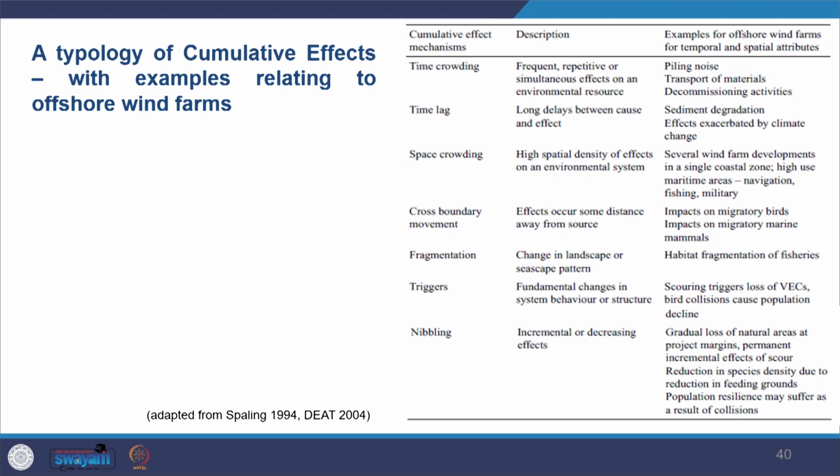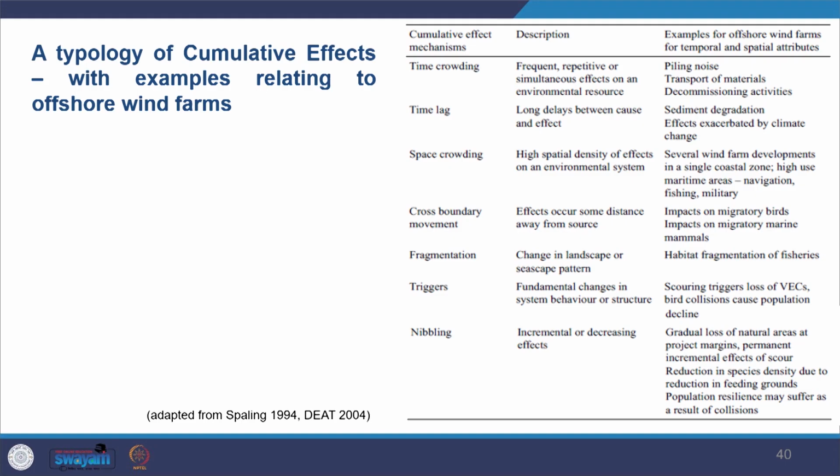Then the nibbling. Nibbling is about incremental or decreasing effects. So gradual loss of natural areas at project margins, permanent increments, effects of scar, and then reduction in species density and so on. So that typology you can see here: time crowding, time lag, space crowding, cross-boundary movement, fragmentation, triggers, nibbling. So that was about the typology of cumulative effects.